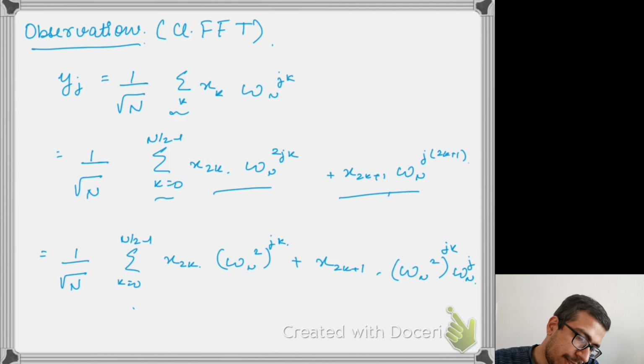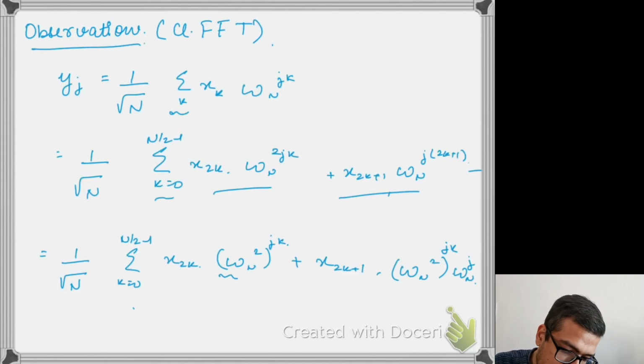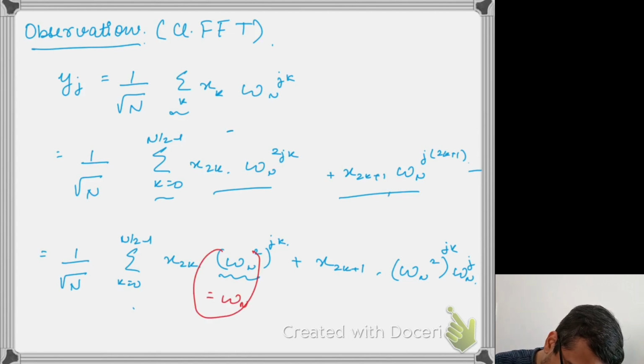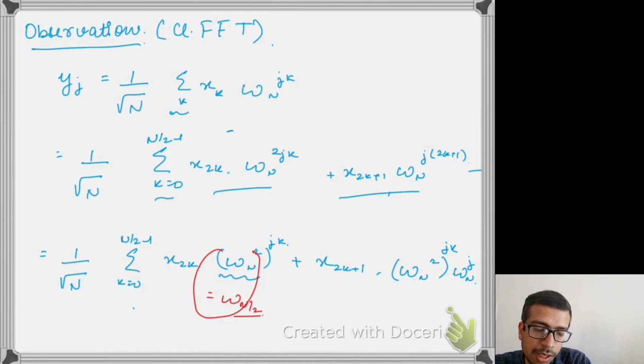And now I can actually write capital N as n by 2 times 2. Okay, you know what's happening now. So omega_n square is nothing but omega_{n/2}, right? Because it's e to the power iota 2 pi by capital N, and then the square of that is e to the power iota 2 pi by capital N by 2. So this is also omega_{n/2}.